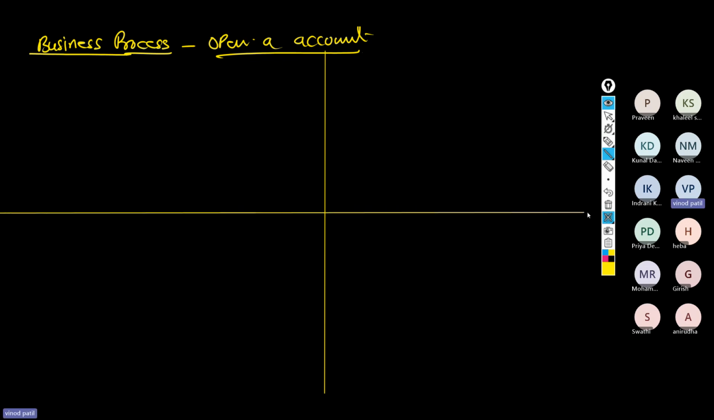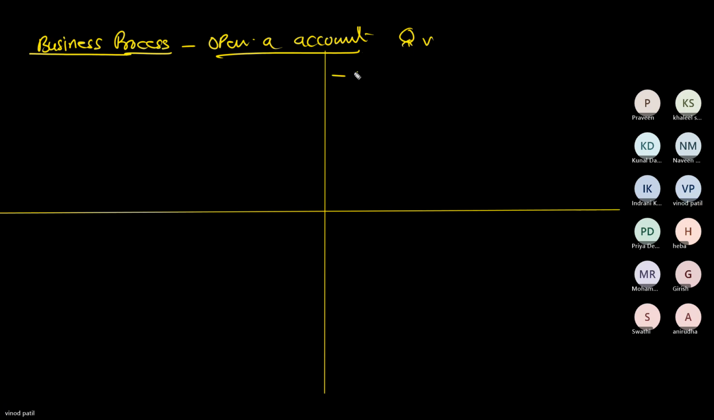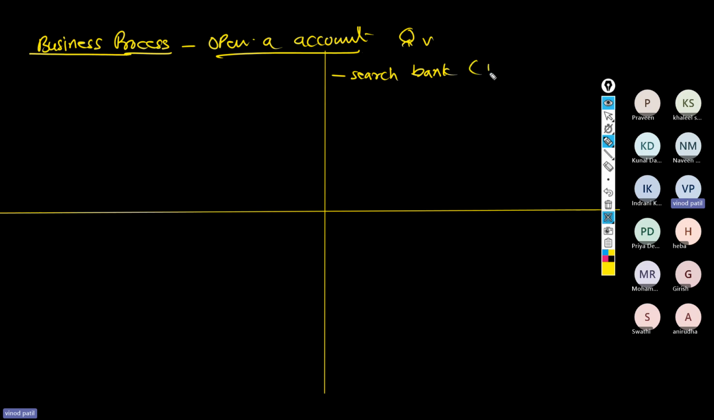You see my screen, right? Yes, we can see. So basically, this process is opening a bank account. Let's say Vinod wants to open a bank account. This is Vinod. The first thing he will do is search for a bank near him. Search bank. This is a to-do task. He has to do that task.